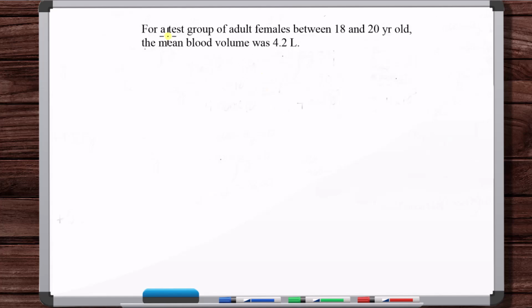Okay. For a test group of adult females between 18 and 20 years old, the mean blood volume was 4.2 liters. So they want us to put 4.2 liters in scientific notation. And so 4.2 is already between 1 and 10. So we just put the scientific notation representation of this number is this. Okay, don't forget to put the units.